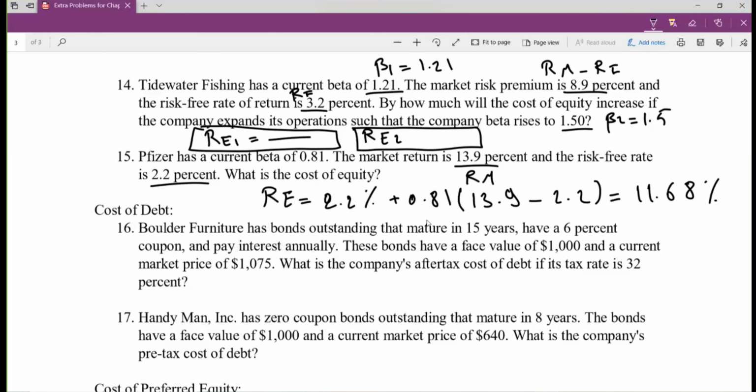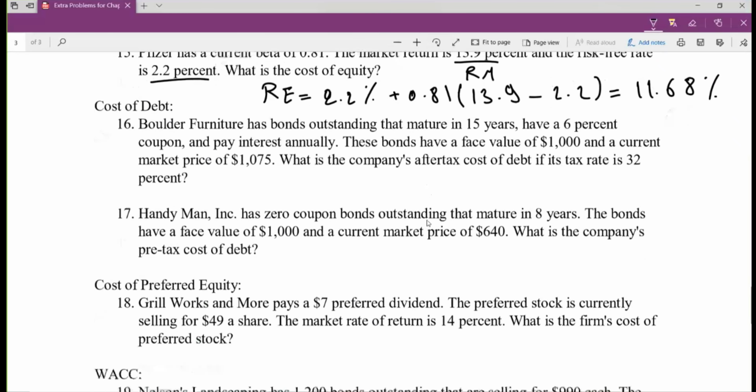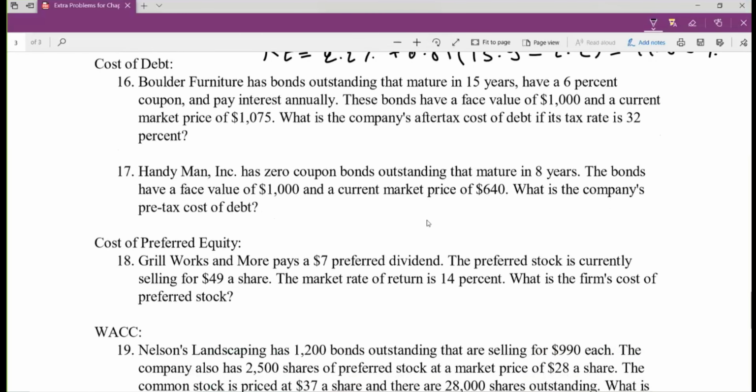So that's it for the cost of equity. We move now to cover the cost of debt, which is mainly the yield to maturity on a bond. So number 16, we have bonds outstanding with a maturity in 15 years. The coupon rate is 6%. Interest is paid annually. Face value is $1,000. Current market price is $1,075. What's the company's after-tax cost of debt if the tax rate is 32%?